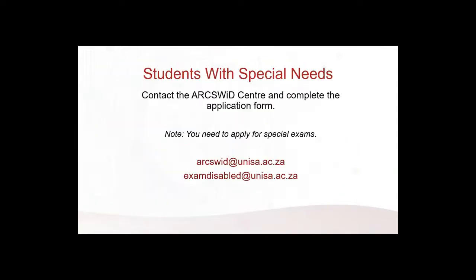So what you need to do is, let me just get the page up here. There are these two emails to write to as soon as possible. It's oxford@unisa.ac.za and then exams.disabled@unisa.ac.za. Just to do the code, because you have to apply for it. So do that as quickly as possible. It doesn't take long.